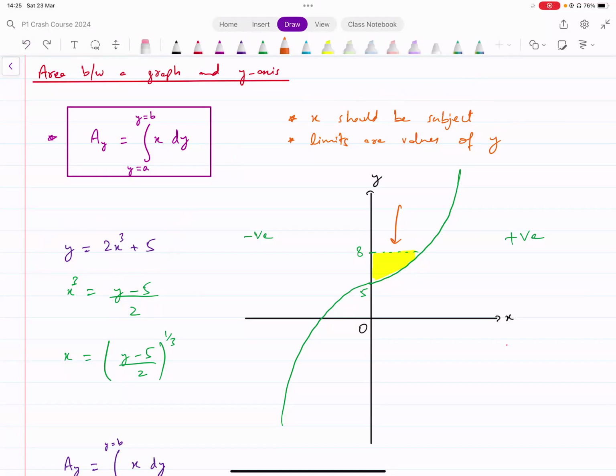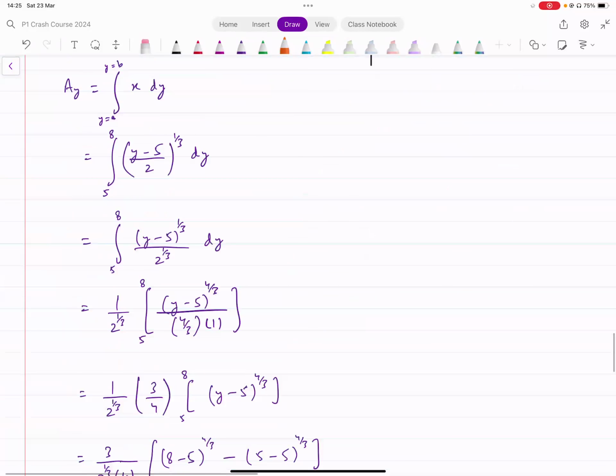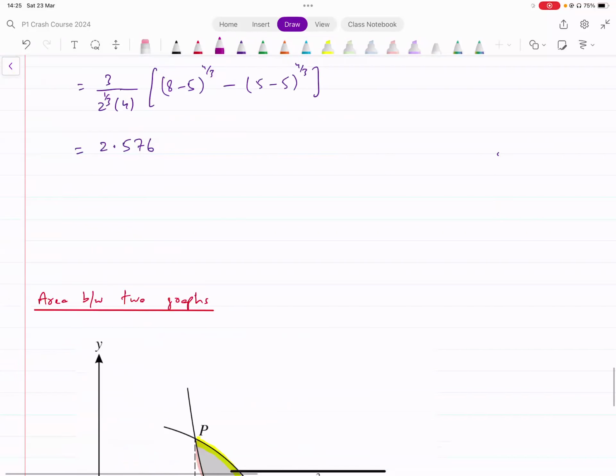How do you find this area? The formula for this is this thing. Integral of x with respect to y, limits from a to b. Now you have this function, you first have to make x the subject. That's what we did in the last session. We made x the subject, then we integrated that thing with respect to y and input the limits from 5 to 8, right? And we got to the result at the end.